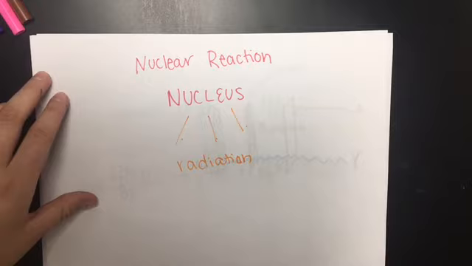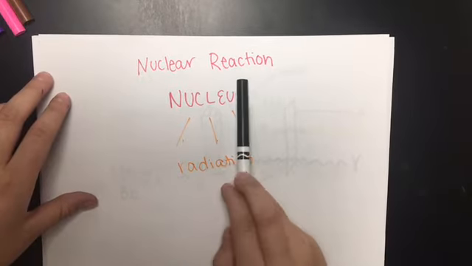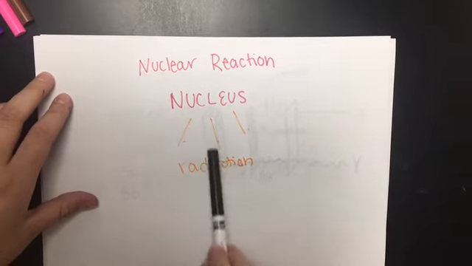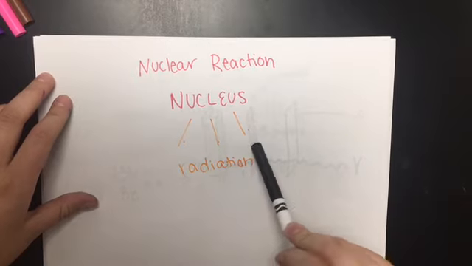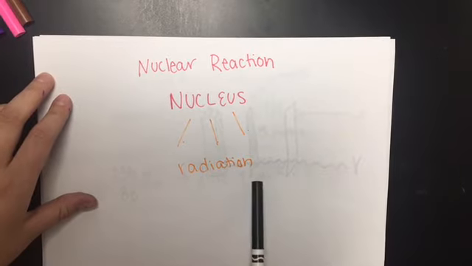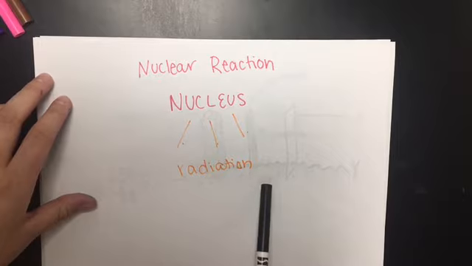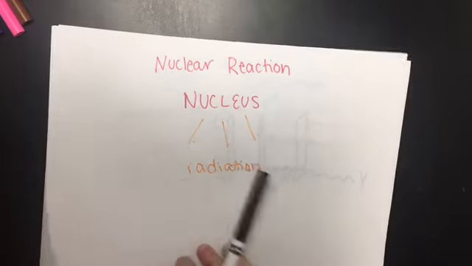So today we're going to be learning about nuclear reactions. Where do they happen? In the nucleus. There are 3 different kinds of nuclear reactions that release different types of radiation, and we're going to learn about those 3 types today.